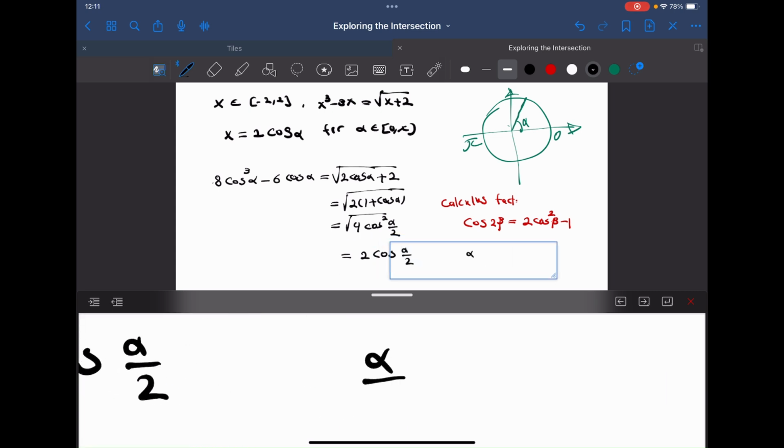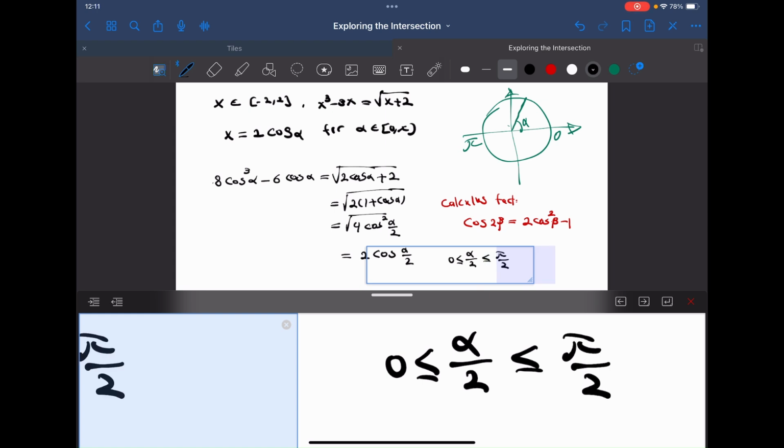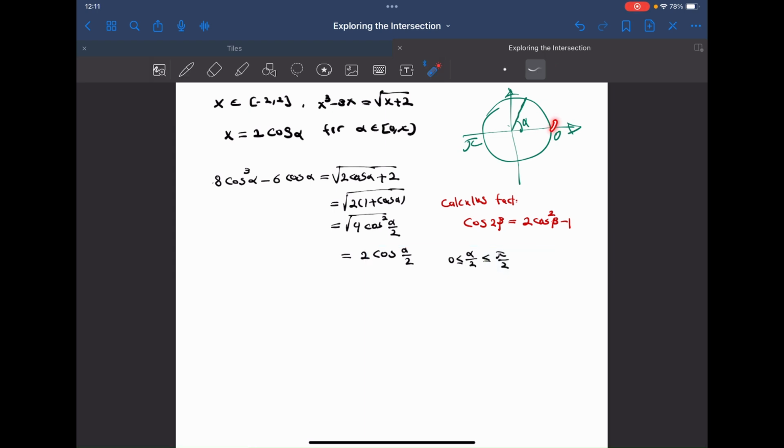Notice that alpha divided by 2 is between 0 and pi over 2. So basically I have alpha divided by 2 inside this region. So therefore cosine of alpha divided by 2 is positive. So the root of this number I have here must be a positive value, which is 2 times cosine of alpha divided by 2. It cannot be minus 2 times cosine of alpha divided by 2 because that would be a negative number. So I'm using this fact here.